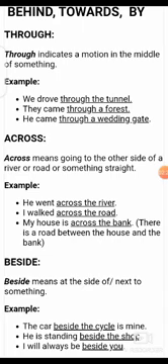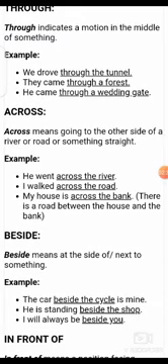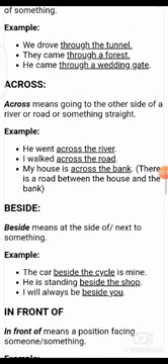He came through a wedding gate. So when you come from the gate of a wedding ceremony, then you can say that he came through a wedding gate. If you are throwing a ball that goes through the middle of the window, then you can also say that I threw a ball through the window.